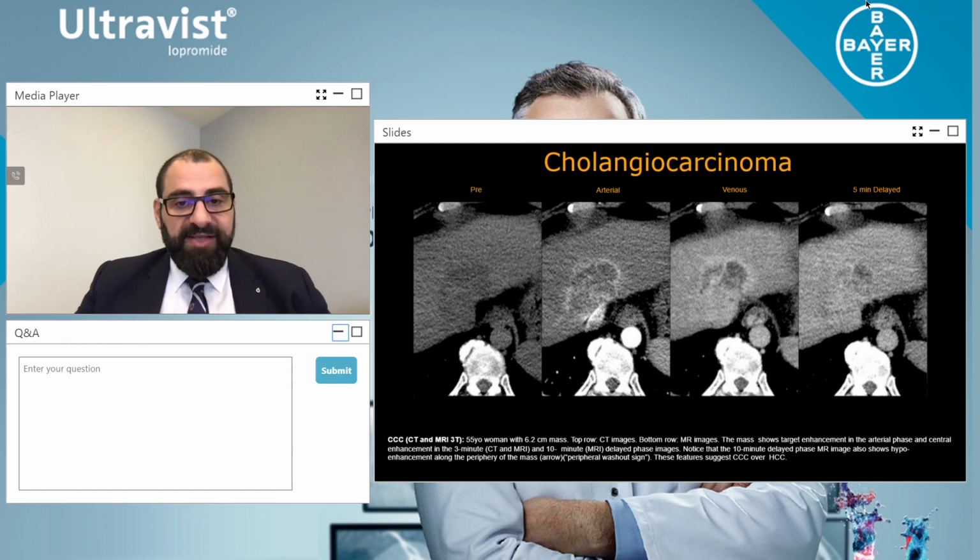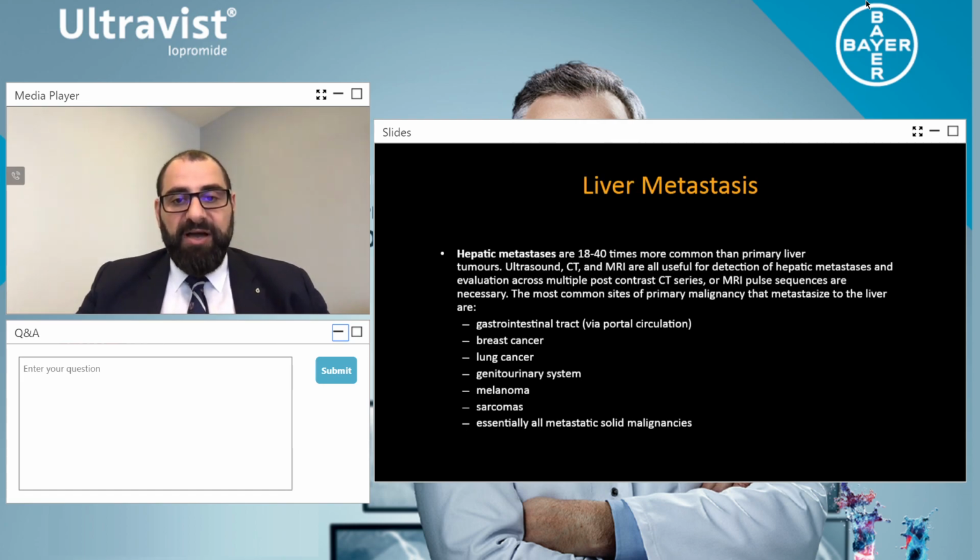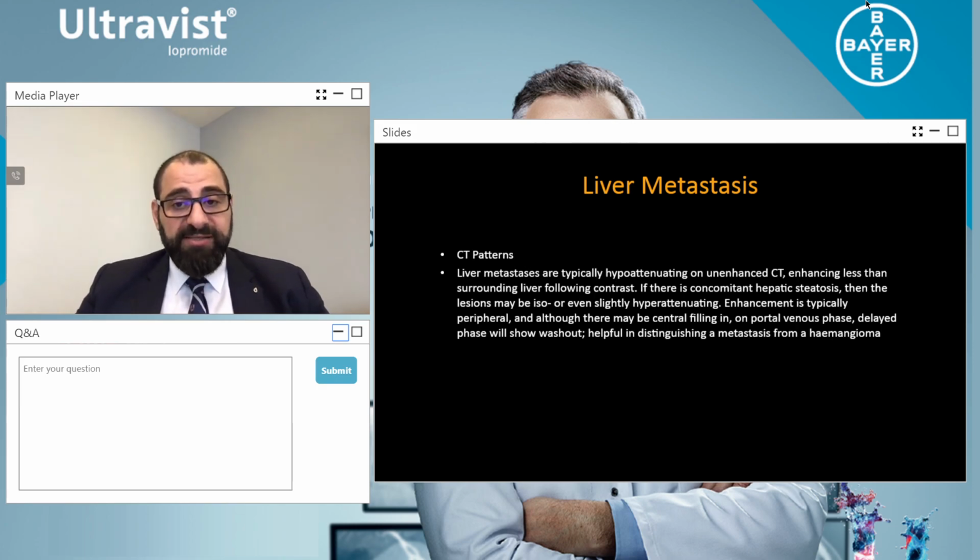Liver metastasis is 18 to 40 times more common than primary liver lesions. It can come from the GI tract, breast, lung, genitourinary system, patients with melanoma, sarcomas, or any solid malignancies. And so usually the CT pattern is hyper-attenuating on non-contrast. Enhancing is less than the surrounding liver tissue. And of course, if you have hepatic steatosis or a fatty liver or hepatitis, then it gets even worse.